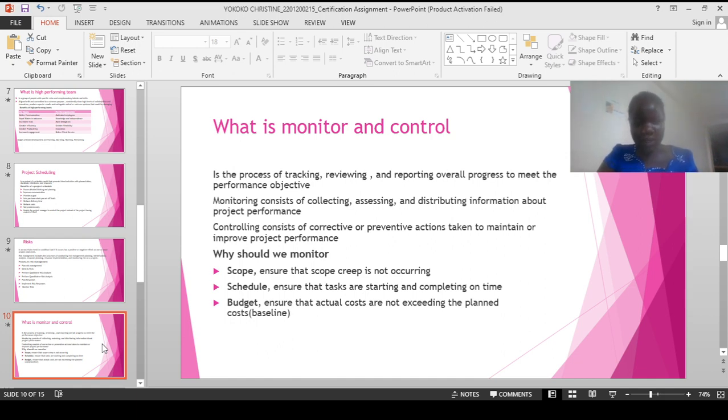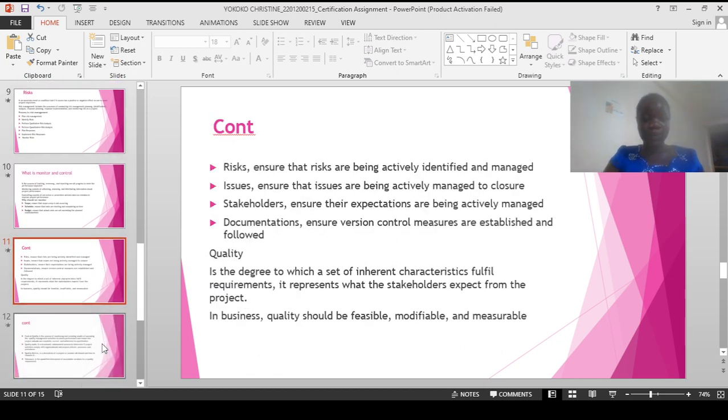Then, when we talk of why we should monitor a project, one, we can look at the scope. It ensures that scope creep is not occurring. Then the schedule: it ensures that the tasks are starting and completing on time. Because if you don't monitor, it can take its own time. People who are working on it can take time. So there is need for monitoring to ensure the scheduling is done well. Then budget also. Then risk: it ensures that risks are being actively identified and managed.